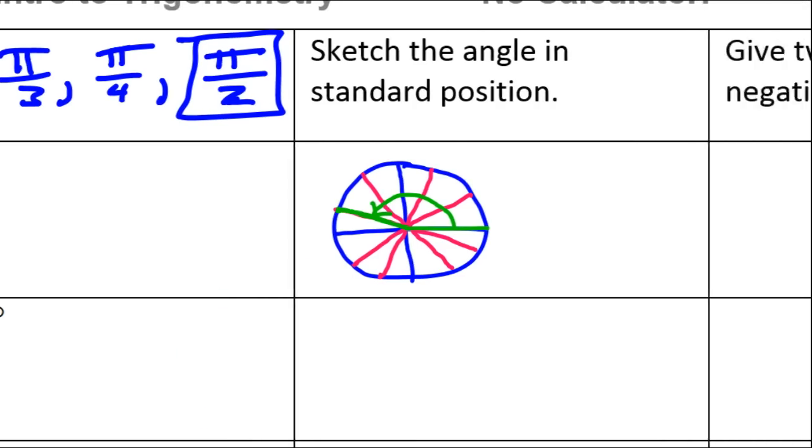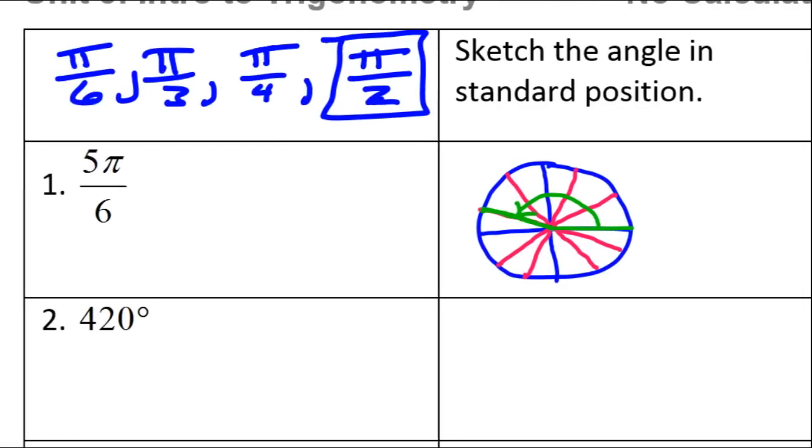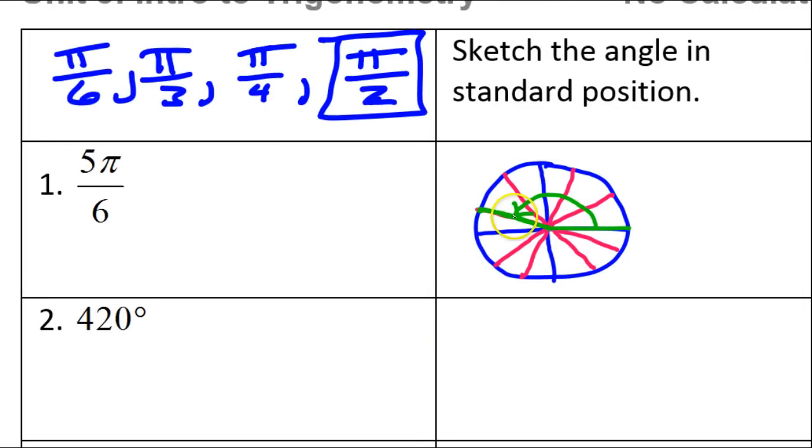Alright, let's move on and talk about 2 positive and 2 negative coterminal angles. You can get a positive coterminal angle if you start from here and go all the way around the circle and come back to where you started. In other words, if you add 2 pi, you'll get a coterminal angle. So I'm going to add 2 pi to this, and it should be another angle landing on the same spot.